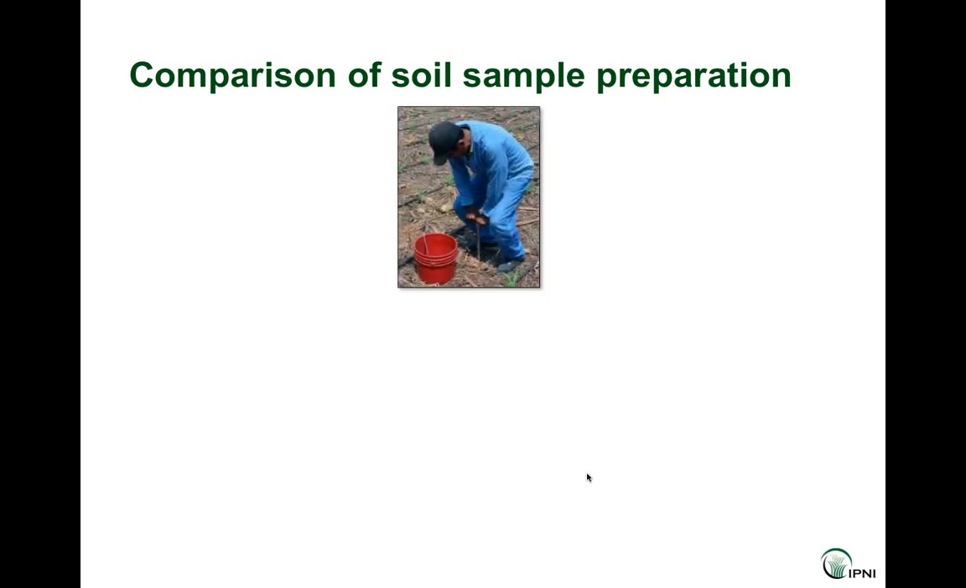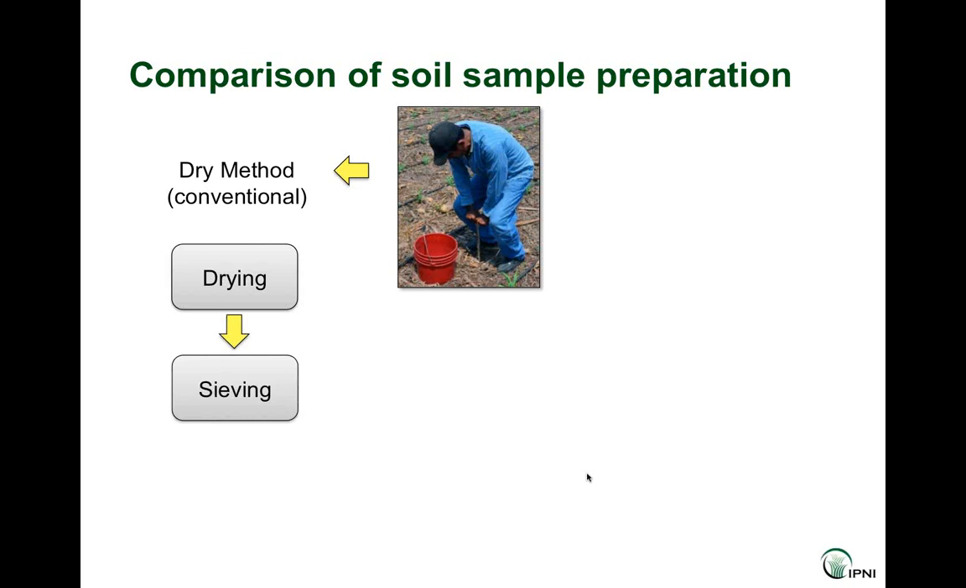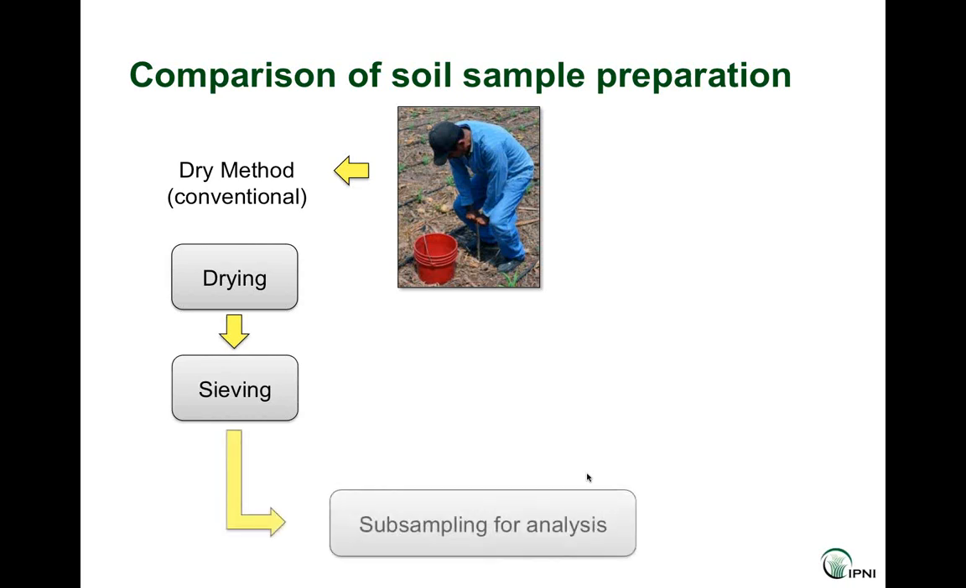In the past, when we take a soil sample, our most common method of preparing that sample is what we have termed the dry method. The sample is dried, usually either in open air or in an oven at temperatures typically less than 40 degrees C. After that, it is crushed and sieved, and then a subsample is taken for analysis.